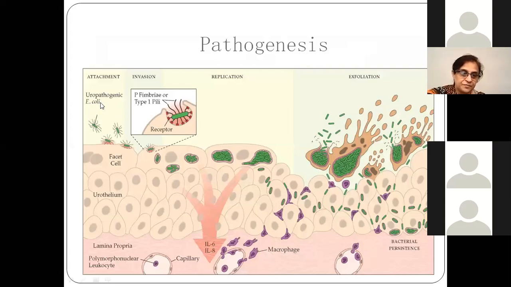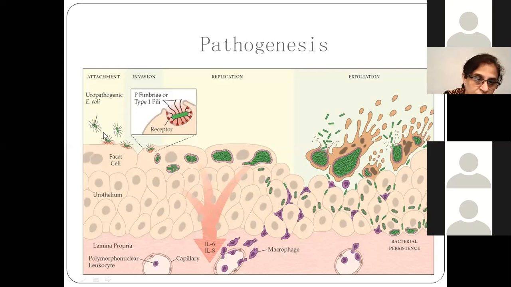Okay, so this is a uropathogenic E. coli. Most UTIs are caused by E. coli. Up to about 75 to 80% of the infections of the urinary tract are caused by E. coli. What happens is that E. coli has these P fimbriae or pili, because with these pili they attach to the cell wall.